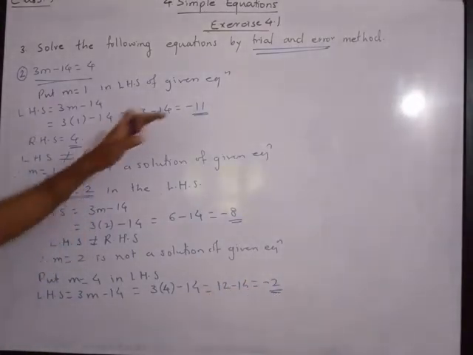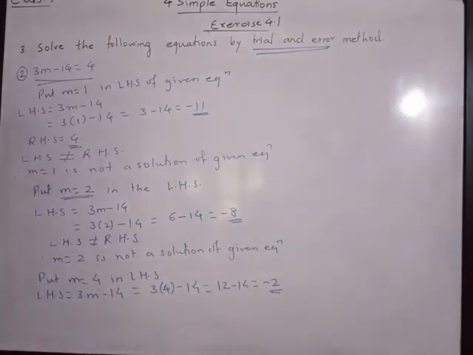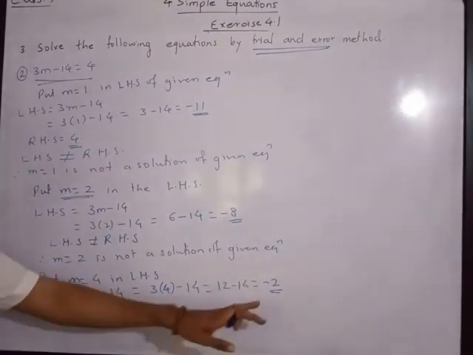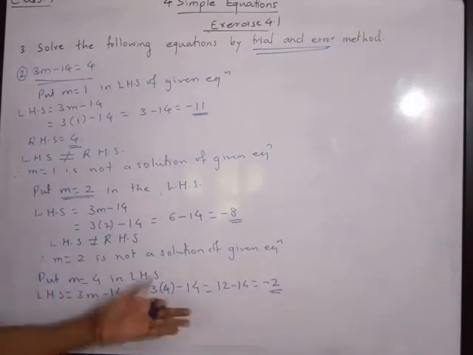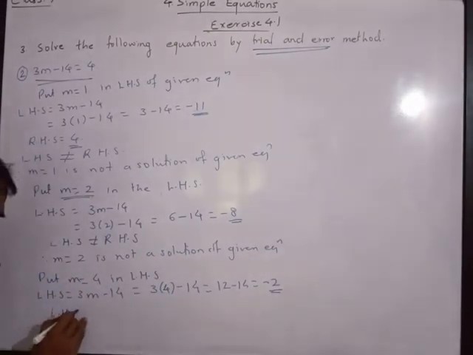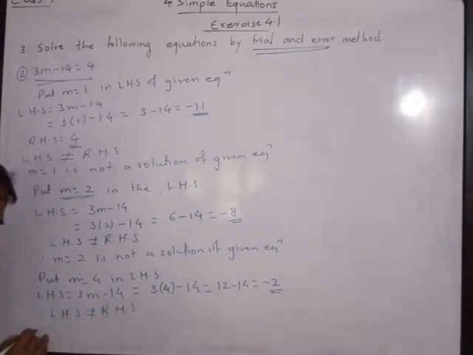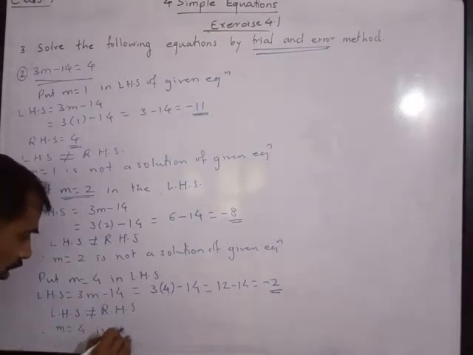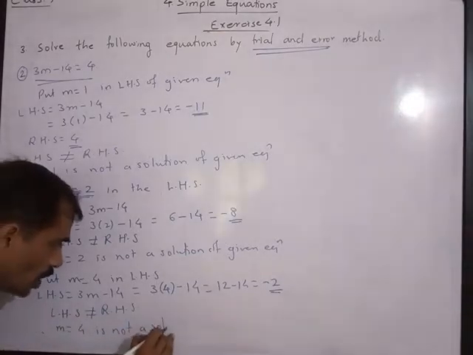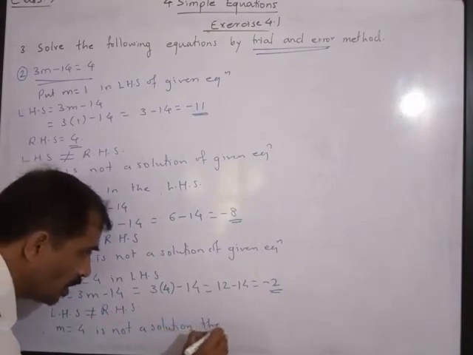Please note, we are approaching towards the 4, but we are still approaching very slowly. So we will take some little larger value. Here I have got LHS is not equal to RHS. Therefore, I can say that m is equal to 4 is not a solution of the given equation.